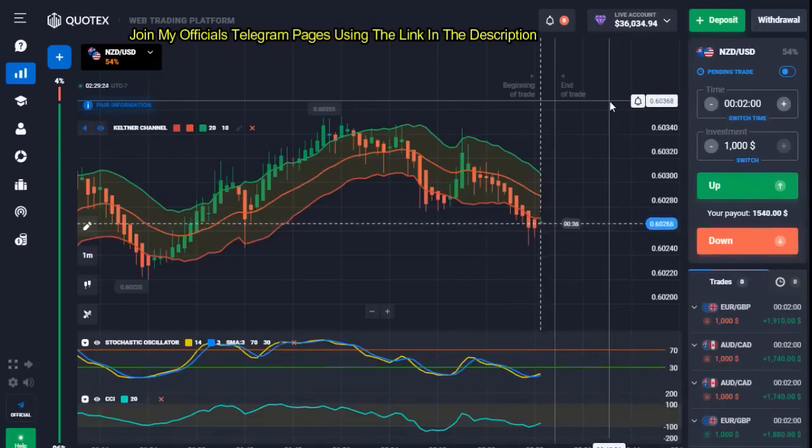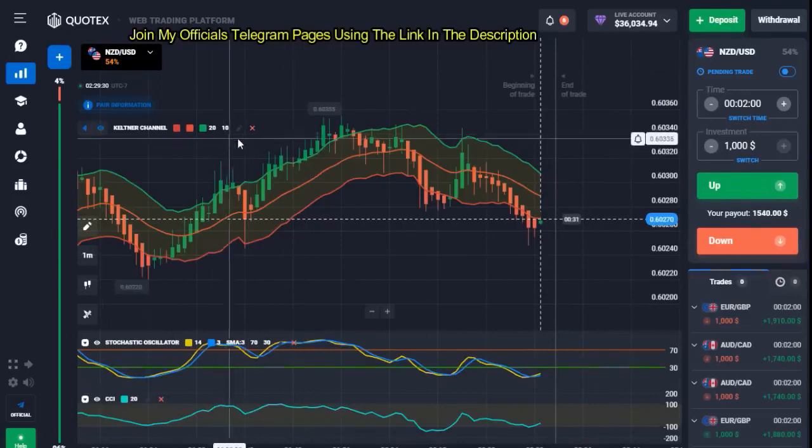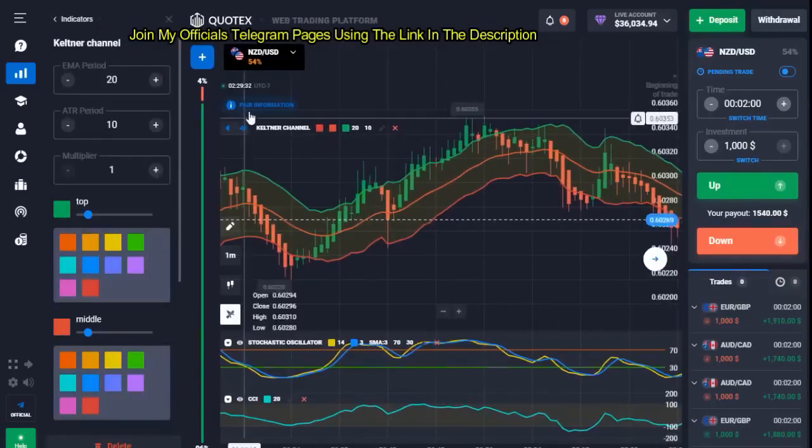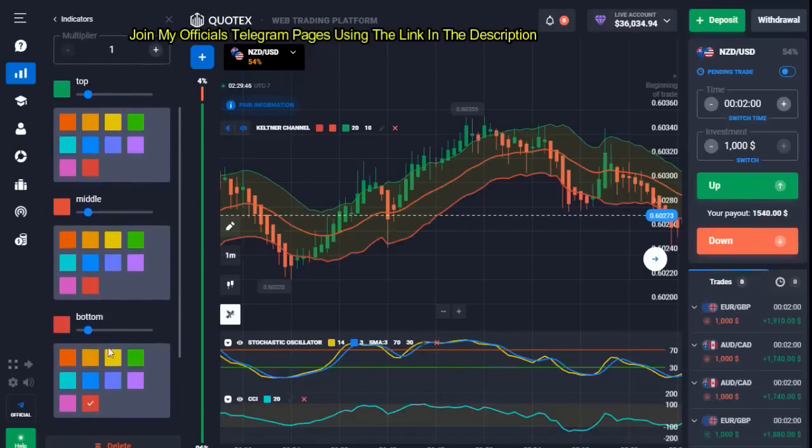Over here we have a couple of indicators. The first indicator we are using in this video is called Keltner channel. We're using the Keltner channel with an MA period of 20, the ATR period is 10, while the multiplier is 1. I take all the lines here: if you want to take the line, just make sure you drag it. I take the middle line, the top, and the bottom. That's pretty much all I use.